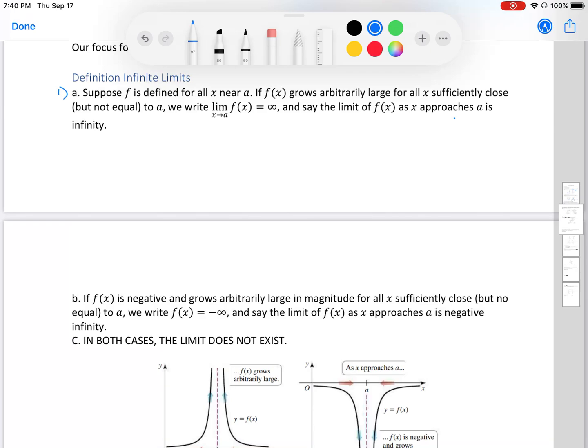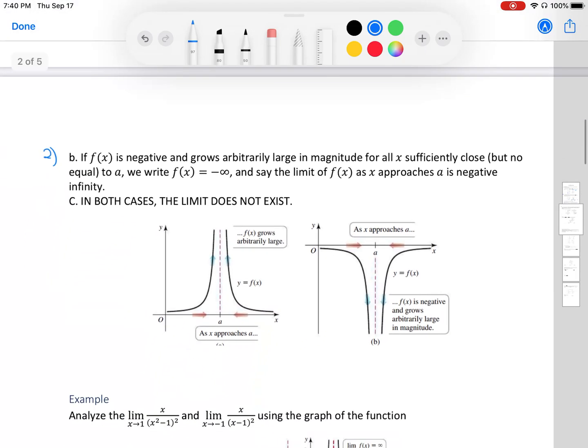Or B, if f of x is negative and grows arbitrarily large in magnitude for all x sufficiently close but not equal to a, we write that the limit of f of x equals negative infinity. In both cases, if it goes to negative infinity on one side and positive infinity on the other, the limit does not exist. Remember, they need to be approaching the same value for it to be considered a limit.